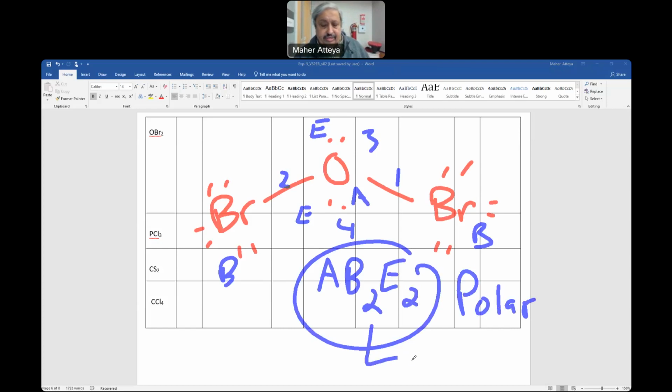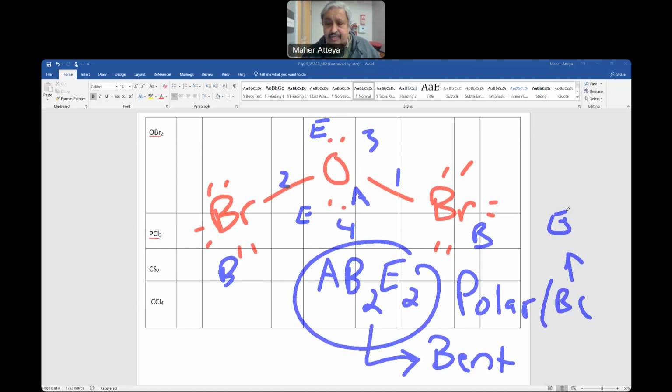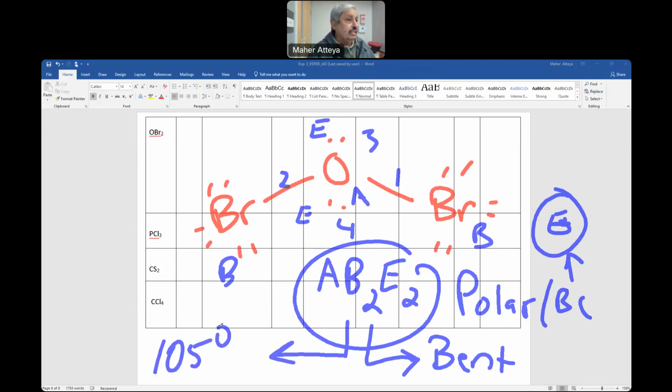So we say this has to be polar, correct? And from the code here, it's bent, and it is polar because you have lone pairs. The presence of lone pair on the central atom will cause this polarity. Because it's bent, the angle is around 105 degrees, the same as H2O. All the time, if you have a lone pair on the central atom, you can expect this molecule will be polar.